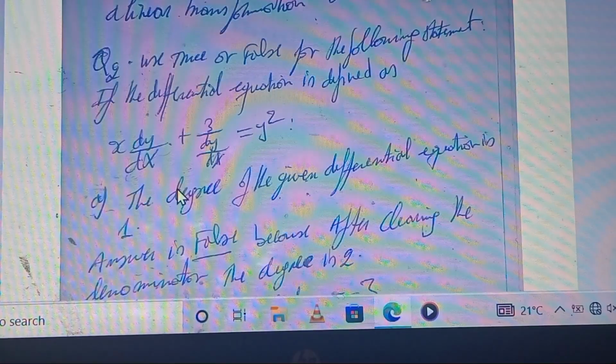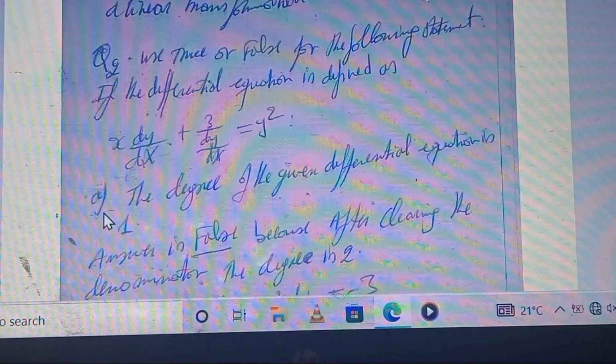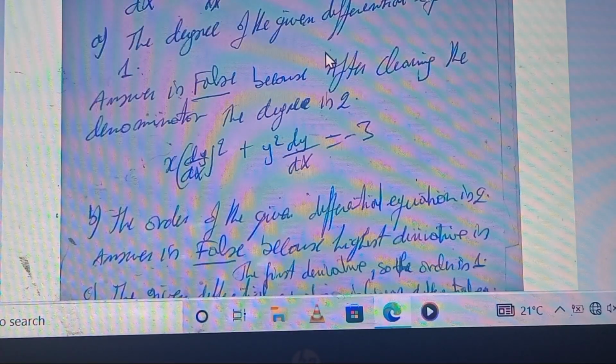Let us continue with question number 2. Use true or false for the following statements. The differential equation is defined as x dy/dx plus 3 over dy/dx equals y squared. A. The degree of the given differential equation is 1. When you say degree, that is the highest power of the highest derivative. Here you have power 1 and even power 1.